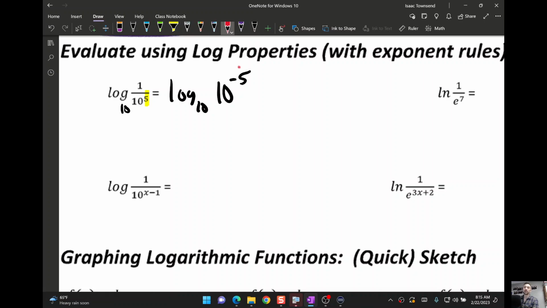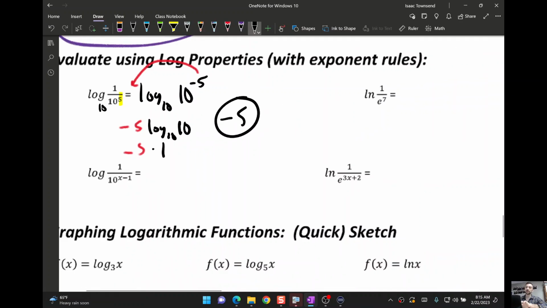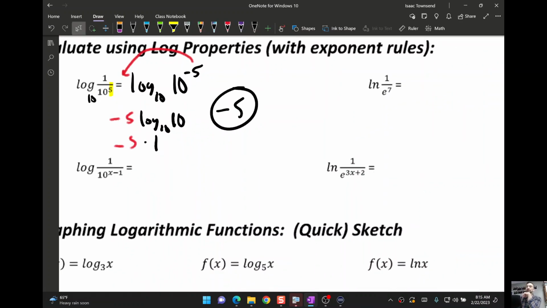And the reason why I want to do that is now negative 5 is an exponent on something I'm taking the log of. Log base 10 of 10 would just be 1 because 10 to the first gives you 10. And so your answer comes from negative 5 times 1. So on the harder questions, you have to rewrite with exponent rules. So let's look at 3 more of those.